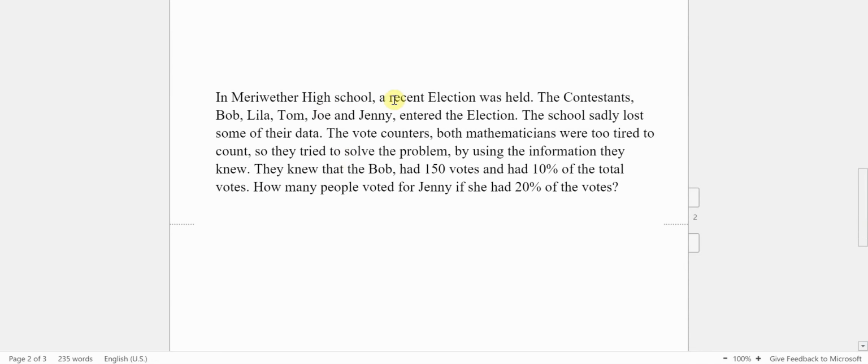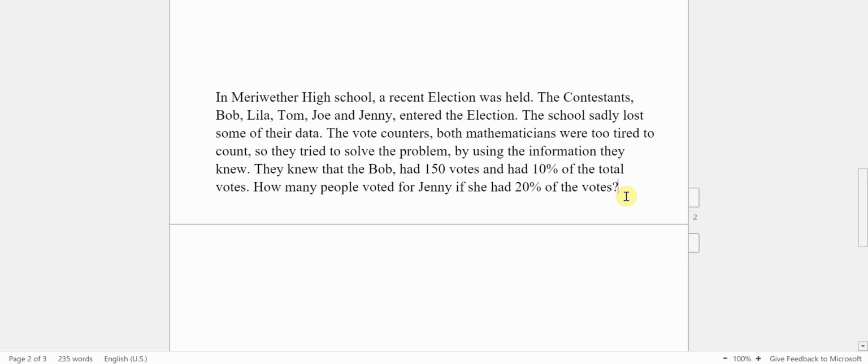In Meriwether High School, a recent election was held. The contestants Bob, Lila, Tom, Joe, and Jenny entered the election. The school sadly lost some of their data. The vote counters, both mathematicians, were too tired to count, so they tried to solve the problem by using the information they knew. They knew that Bob had 150 votes and had 10% of the total votes. How many people voted for Jenny if she had 20% of the votes?